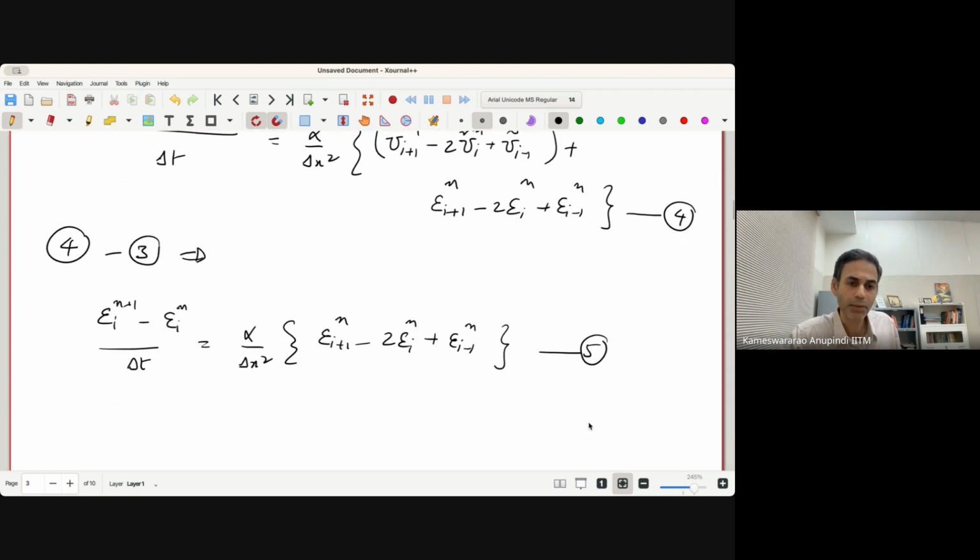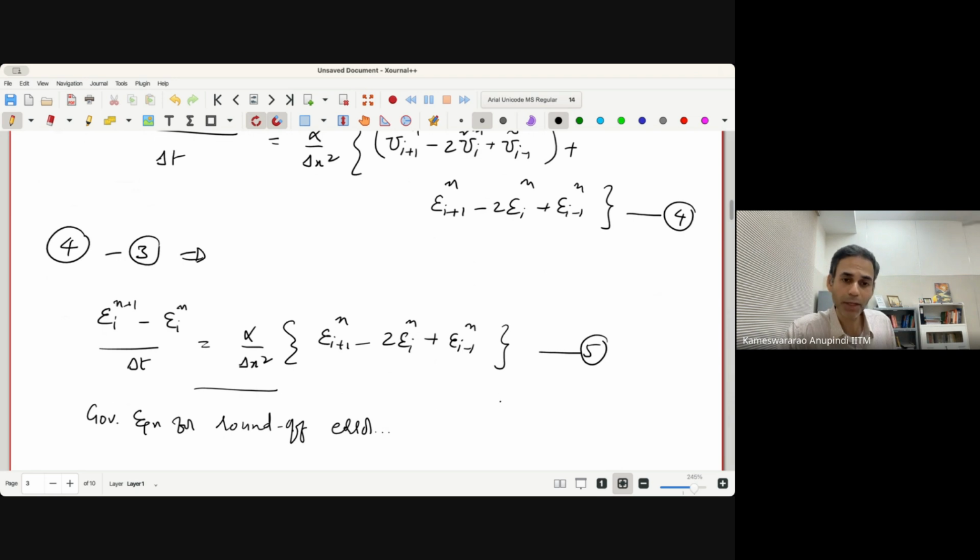So this is the equation I got by subtracting off 3 from 4. Okay. Now what you see is that I got an equation. So this is the governing equation for error, or we can say, to be specific, the governing equation for the round of error. That means we have obtained a governing equation for the round of error from the governing equation for the primitive variable, or for the solution variable.